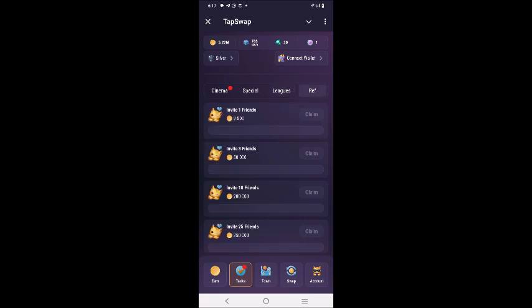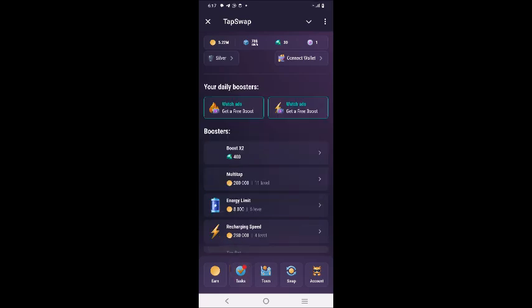Then hold specific cryptos. Certain airdrops require you to hold specific cryptocurrencies like Toncoin, Bitcoin, Ethereum, or USDT in your wallet during a snapshot period. Make sure to check if TapSwap has any such requirements.